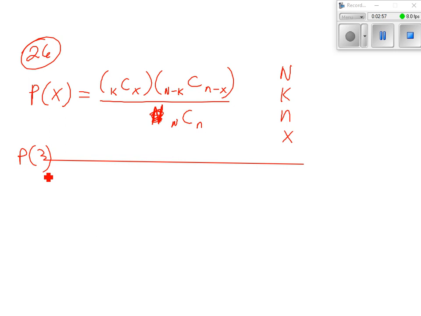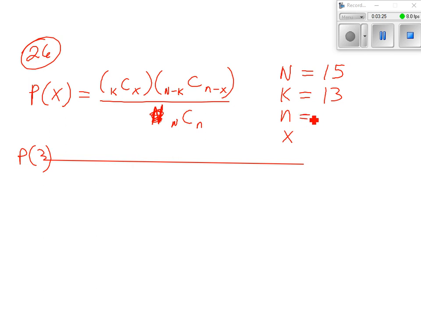How many total microchips do we have? 15. What did they say K stood for? Successes out of all of them, right? How many successes do we have? 2. Be careful, other way. 13, because we want them to not be defective, right?